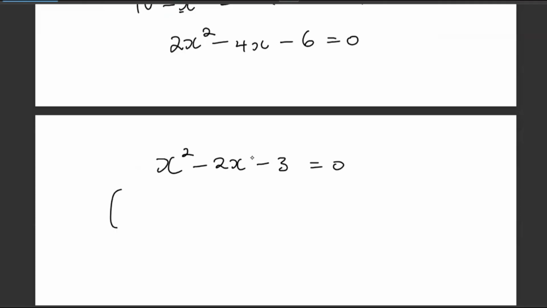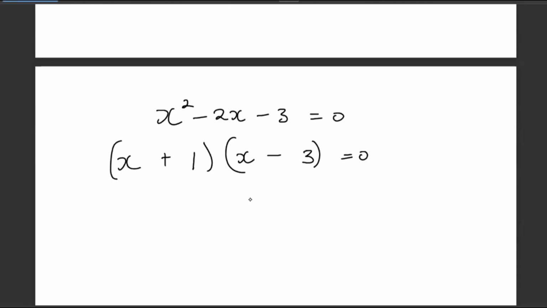Using the quadratic formula or factors, that's x and x. This can be a 1 and a 3. I'll put a negative and I'll put a plus. Okay, so either my x is a negative 1 or my x is going to be a positive 3.